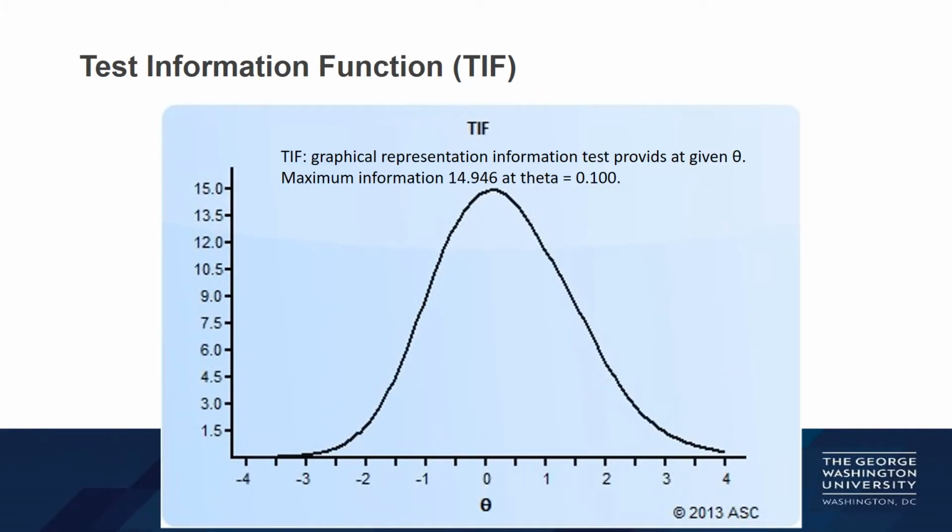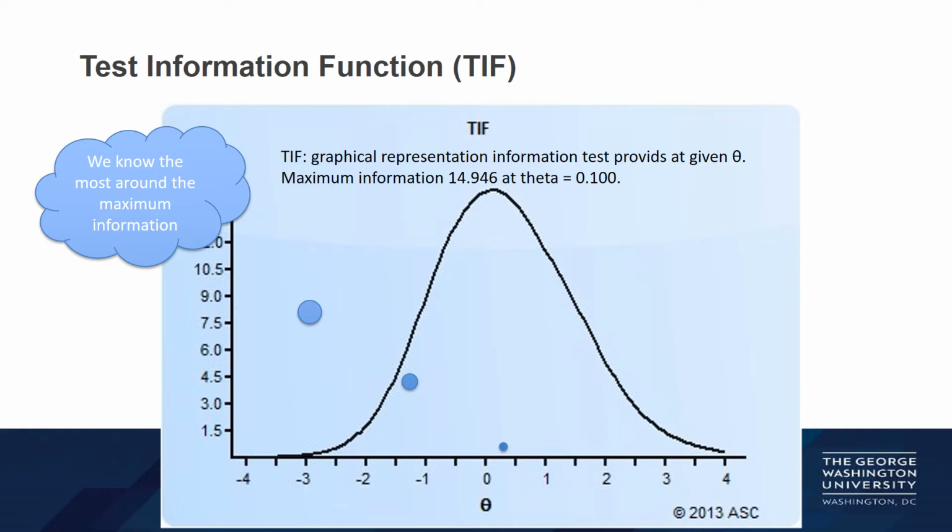Our test information function is like our item information function, but now we stack them all up for all of our items. So now we have information about persons, and at a theta of 0.1 is where we maximized our information.